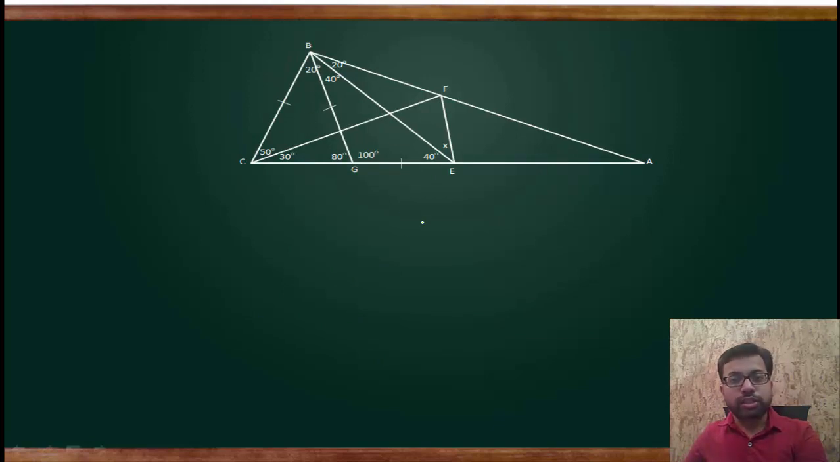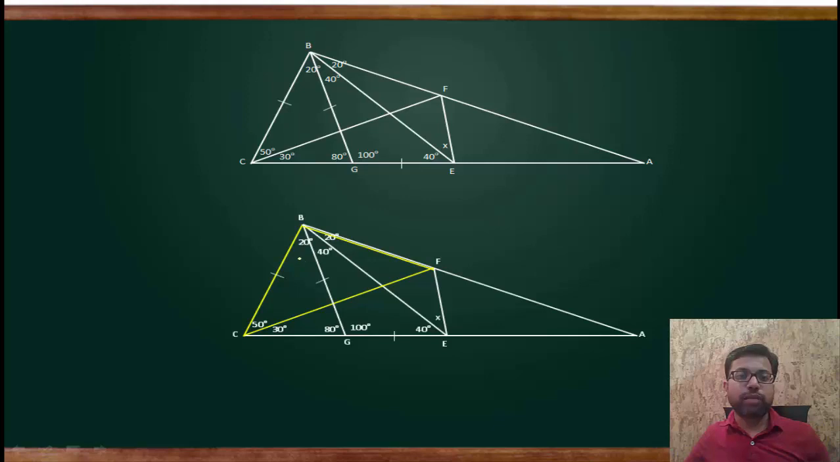Now the third triangle that we need to consider is the triangle BCF. Now when you look at the triangle BCF, what do you have? You have this angle is 20, this angle is 40 and this angle is 20. So the total is 80 degrees. This angle is 50 degrees. So again from the angle sum property of a triangle, this angle would come out to be 50 degrees, right?